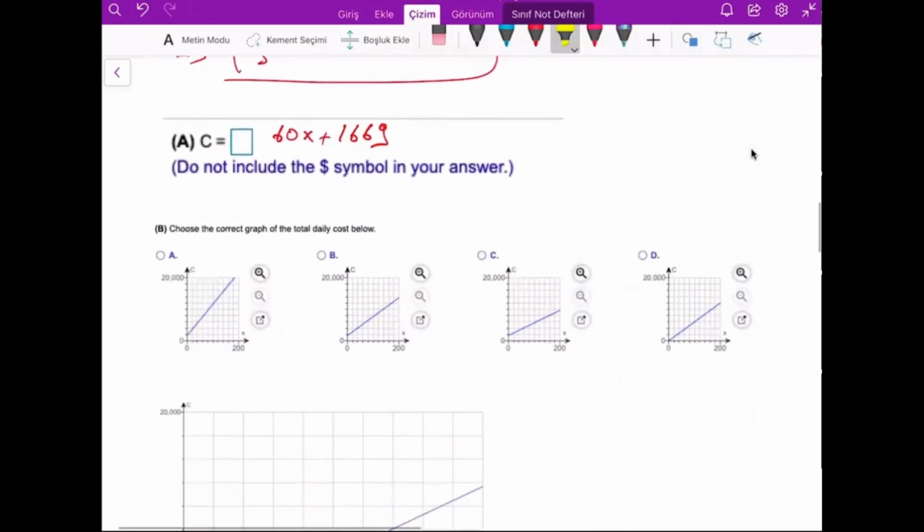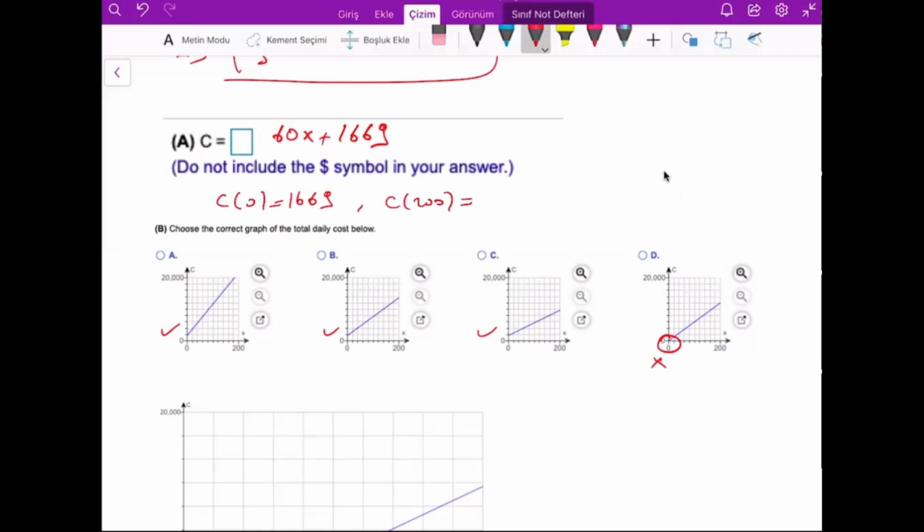So all starting points seem okay. But this one is wrong, so we eliminate part D. And when x equals 200, for example, what is the value? You can calculate. Actually, C of 0 is 1,669. When x equals 200, let's calculate this value.